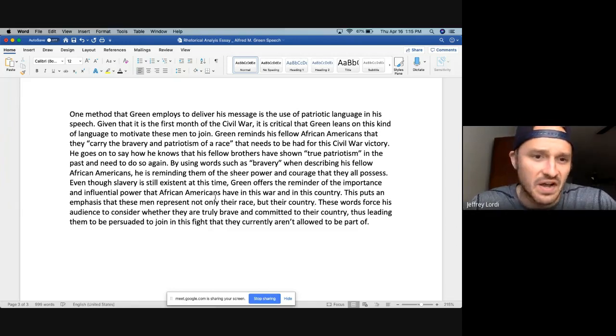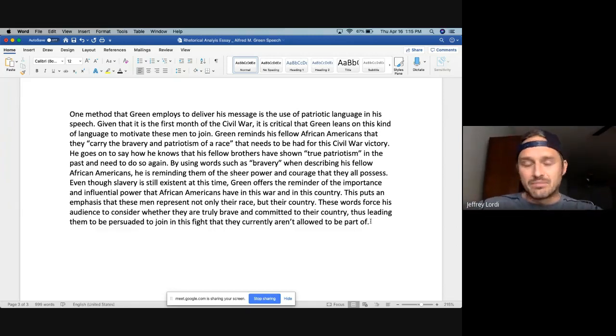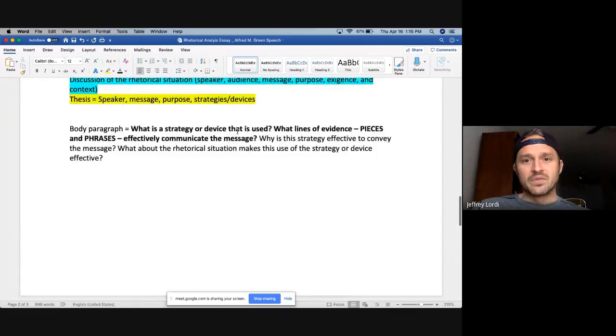These words force his audience to consider whether they are truly brave and committed to their country, thus leading them to be persuaded to join in the fight that they currently aren't allowed to be part of, right? And boom, that's it. I say boom, that's it, because I did it quickly, but I have complex sentences, right? Even though da da da da da, comma, by using da da da da da, comma, right? So I have complex sentences that put together complex ideas, but I'm constantly going back to this.